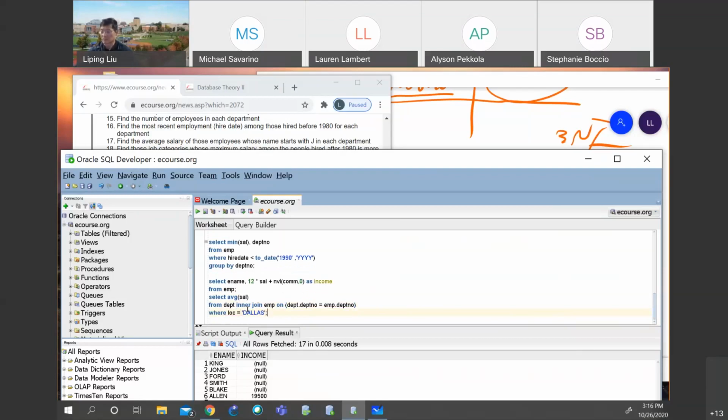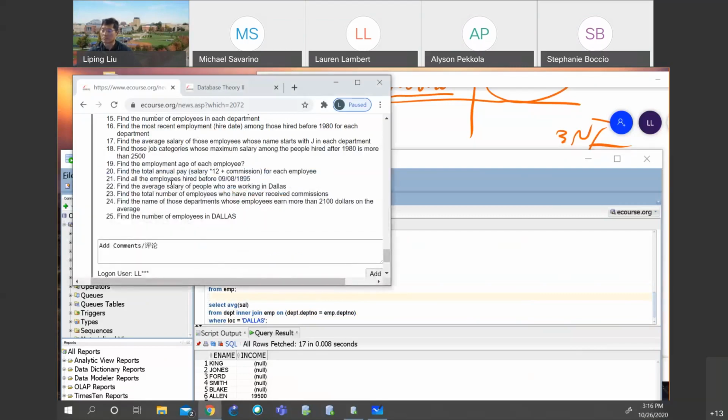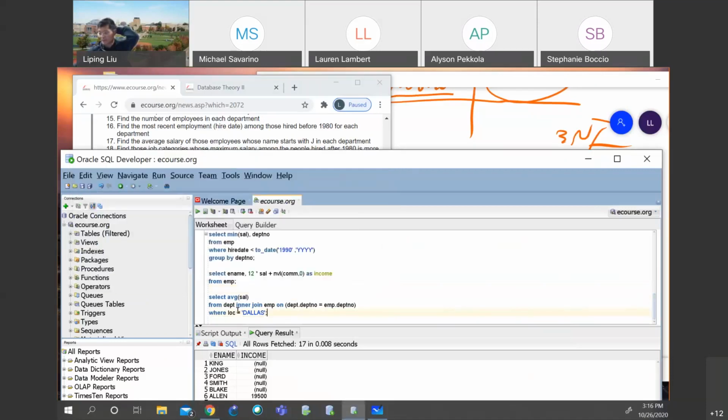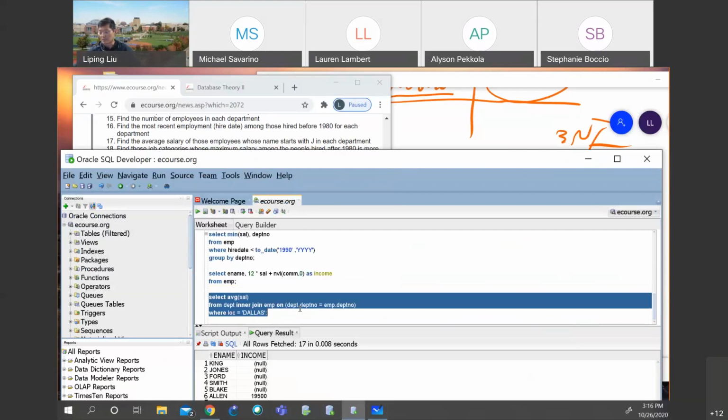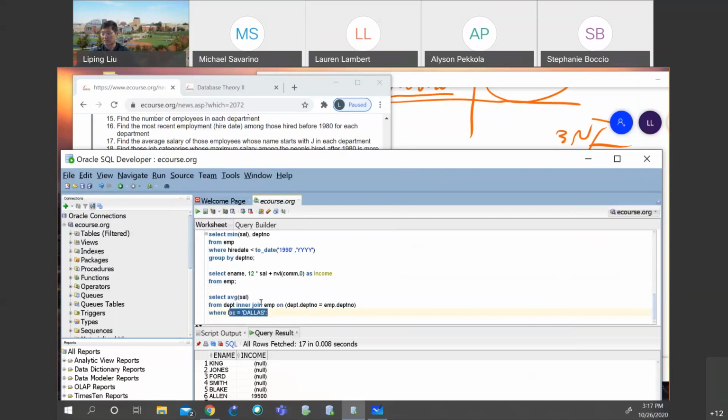Okay. So let's look at question 22, right? Average salary of people who work in Dallas. So you do not say for each anything, right? For each job or for each department or whatever. So basically in this case, you're not dividing the cases, you're only selecting the cases. You select those that have department location equals Dallas. So there we go. This is a special case of using statistic functions. The first case is no selecting cases, the second case is selecting cases, and the third one is dividing cases, right? So here we just select cases.